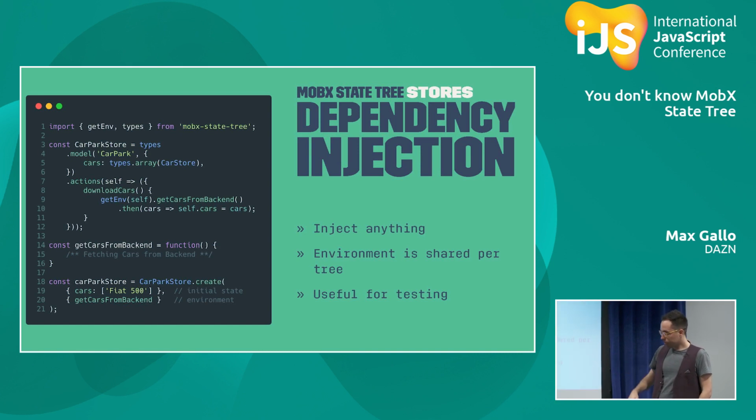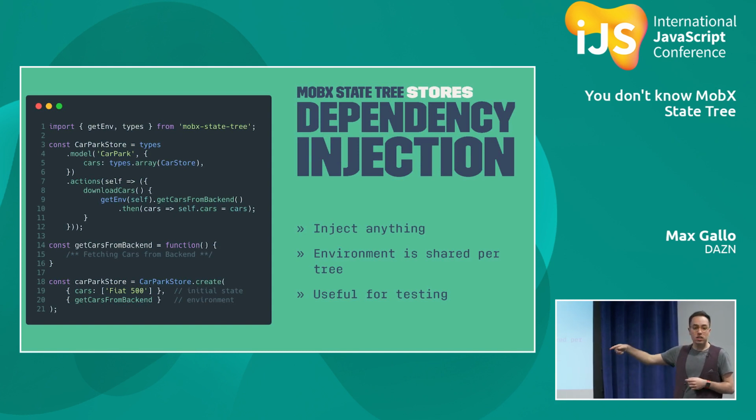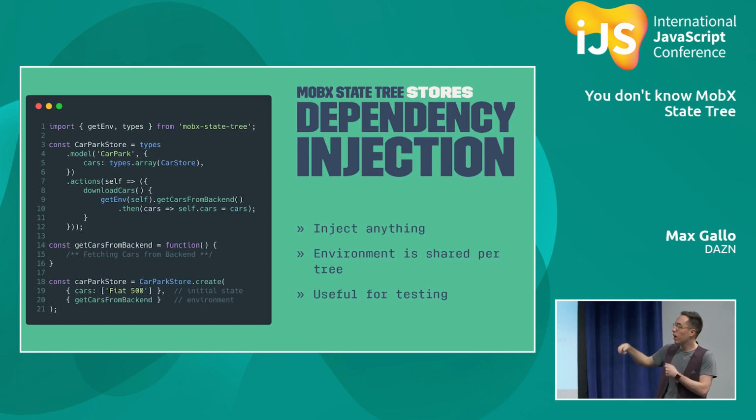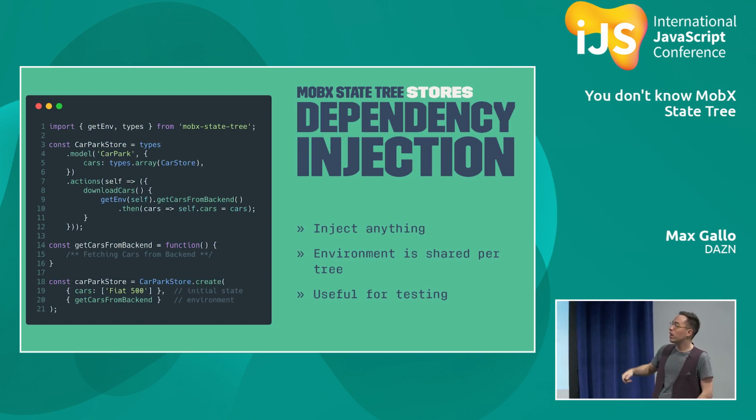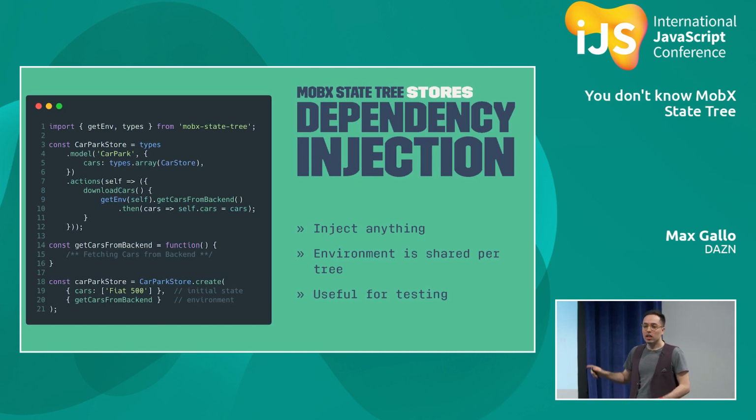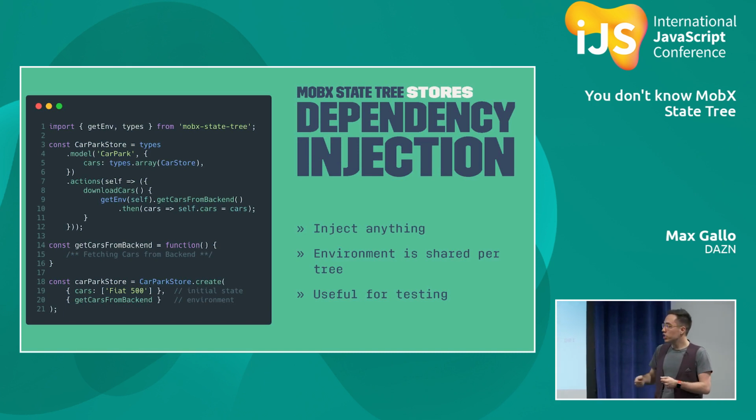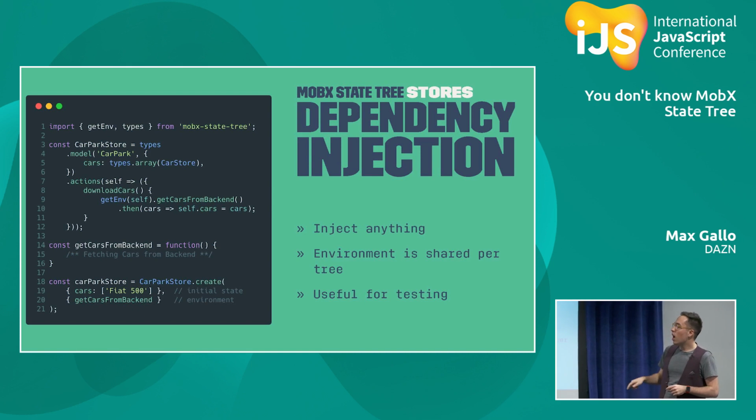At creation time, as I told you, the first parameter is the initial state. So the initial state is an array of cars, in this case. The second parameter is the environment, the thing that I'm injecting. So in this case, I'm injecting an object which contains a variable called getCarsFromBackend, which is a function that will help me downloading all my cars.